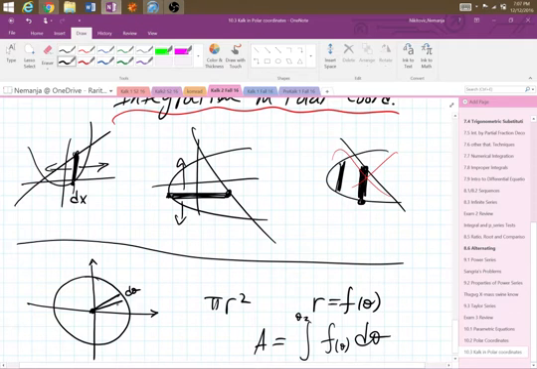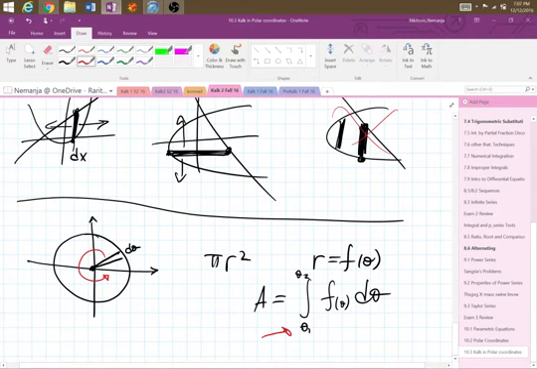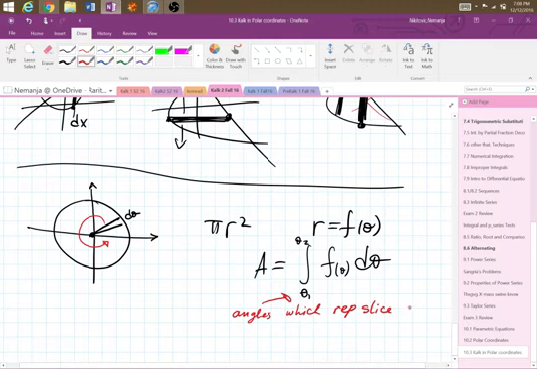So now, what is the d theta going to do? D theta is going to do this. It's going to go in a circle. So these limits are going to be angles, which the representative slice traces.